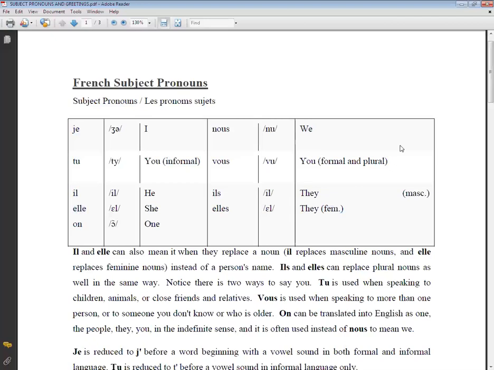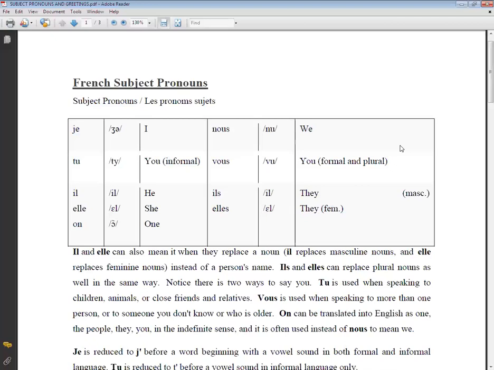Now, where is your brother and your sister? Which pronoun are you going to use? Ils, with S or without S? With S, I hope. Yes, of course. I think you've understood that.